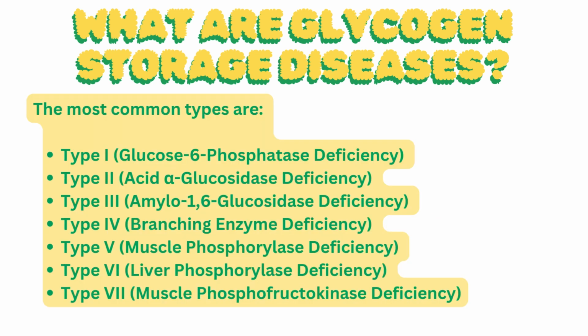The most common types are: Type 1, glucose 6-phosphatase deficiency. Type 2, acid alpha-glucosidase deficiency. Type 3, amylo 1,6-glucosidase deficiency. Type 4, branching enzyme deficiency. Type 5, muscle phosphorylase deficiency. Type 6, liver phosphorylase deficiency. Type 7, muscle phosphofructokinase deficiency. Let's break down each of these types and what they mean for patients.